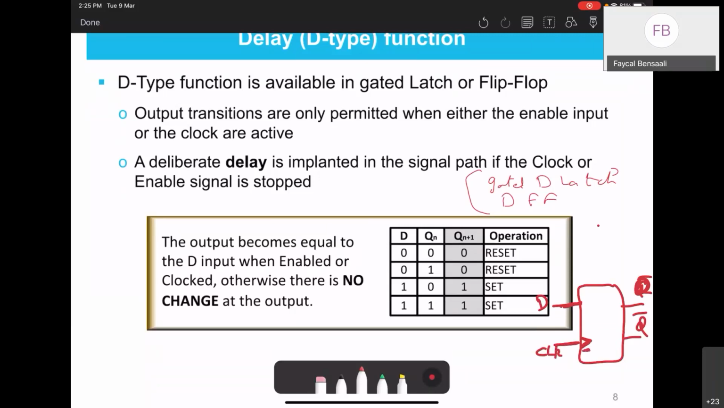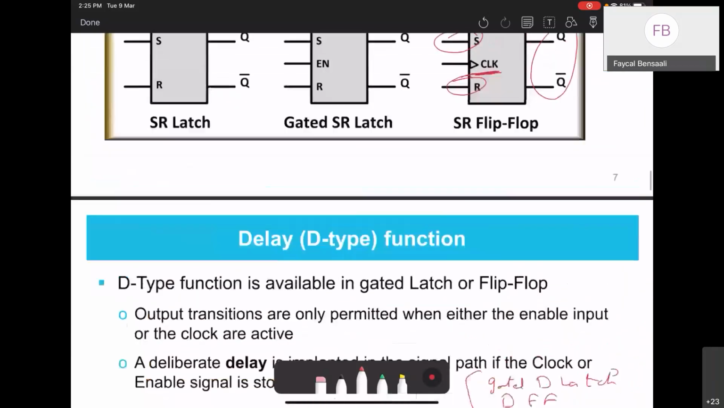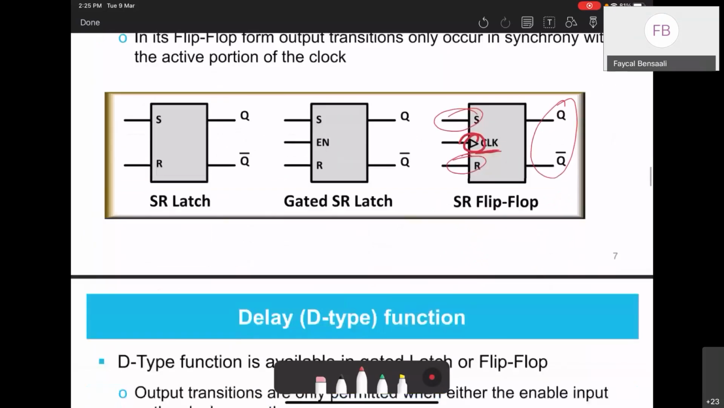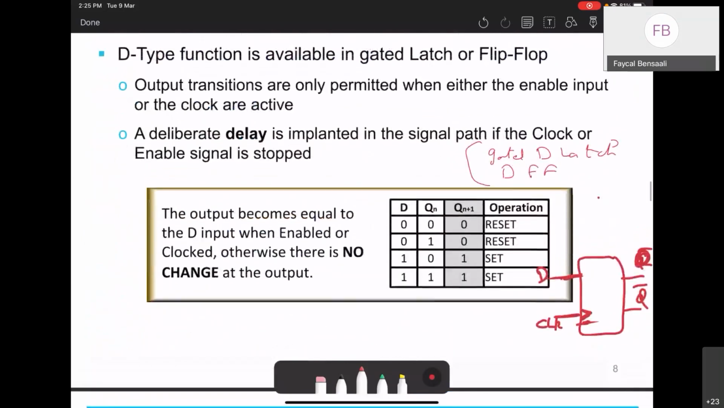So we use this notation here, this symbol, like a triangle, to say that this is the clock. I did it here. Do you see it here? So even if you don't put the name, you should know that this is the clock. Right.